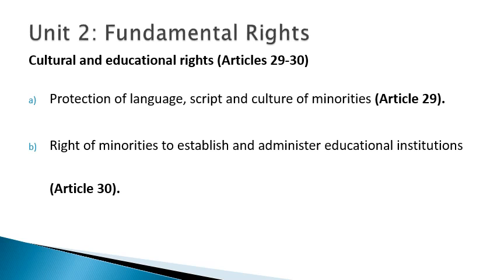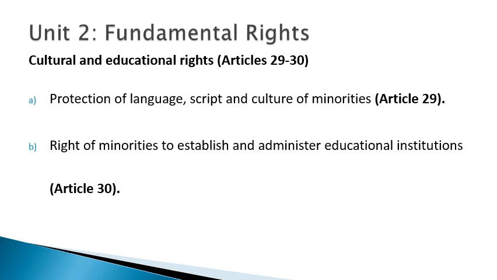The third one is that in granting aid, the state shall not discriminate against any educational institution managed by minorities. Hence, the protection under Article 30 is confined only to minorities, whether religious or linguistic, and does not extend to any section of citizens as under Article 29. However, the term minority has not been defined anywhere in the Constitution. The right under Article 30 also includes the right of the minority to impart education to its children in its own languages.